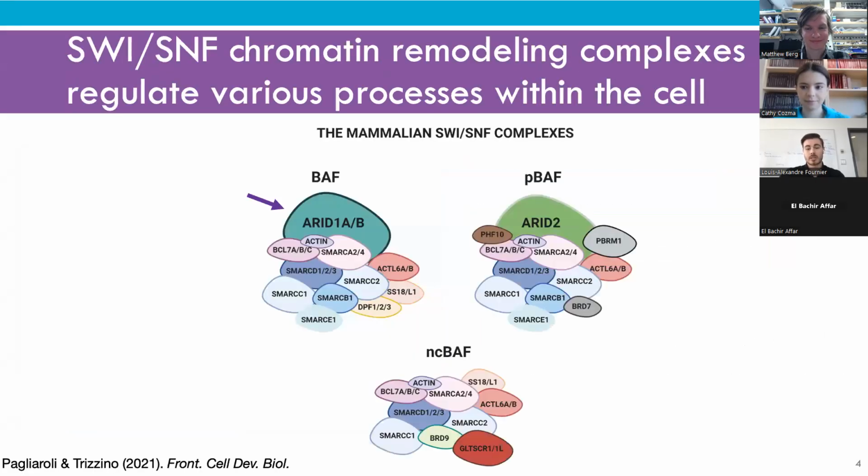And ARID1A is the DNA binding subunit of the BAF chromatin remodeling complex, which is part of the SWI/SNF family. And these complexes function in the regulation of various processes within the cell, including gene expression, by either directly remodeling chromatin by sliding nucleosomes around, or via the recruitment of other factors to regions of the genome. And as I mentioned, ARID1A is specific to the canonical form of the BAF complex and acts as the DNA binding subunit.